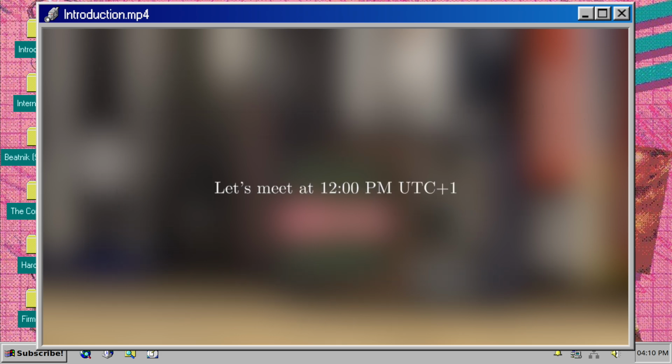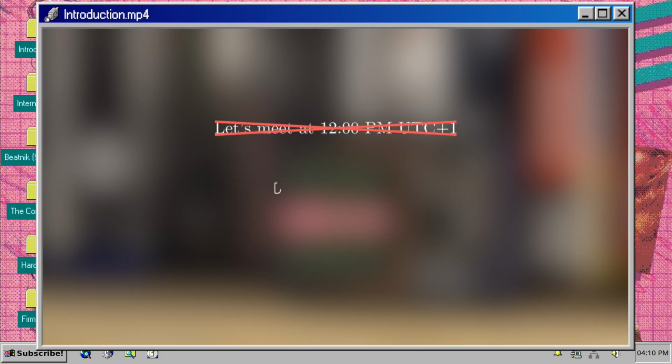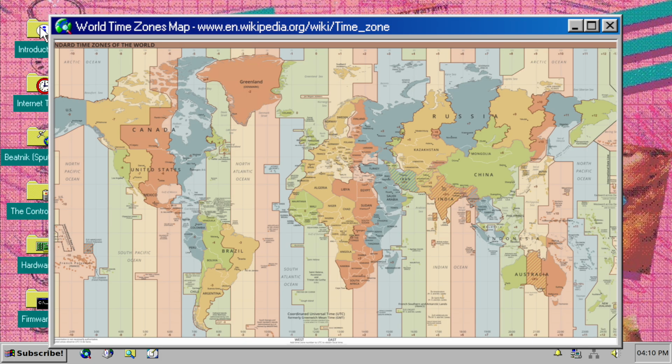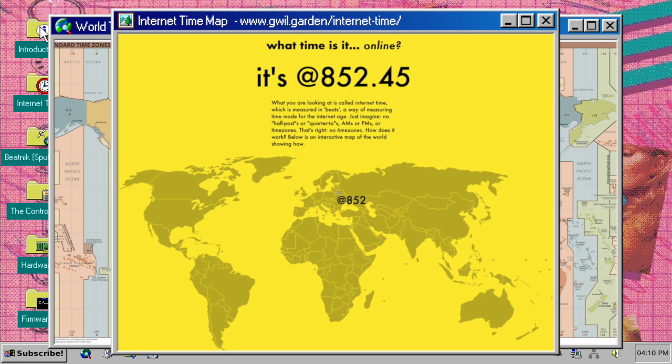For example, instead of saying let's meet at 12 p.m., you'd say let's meet at @500, and then it would be the same time for everyone. Because, unlike standard time, internet time has no time zones and was designed as a universal time format.